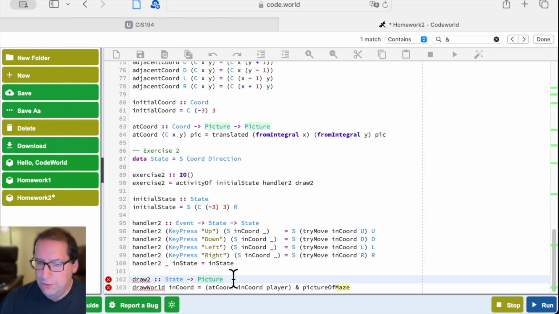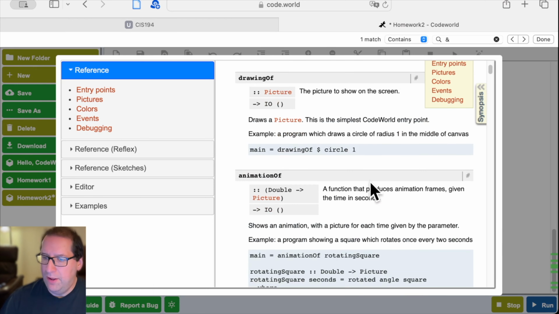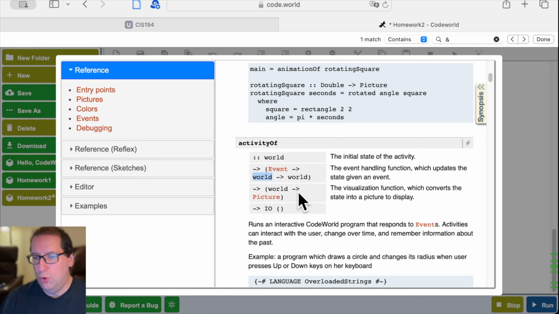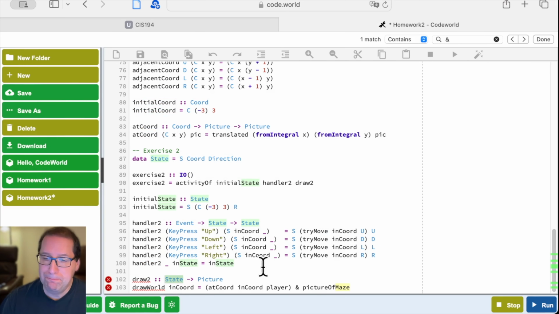If you're confused about how I can just change coordinate to state, I'm going to reiterate this. If we look at our entry points, note how this type, this world type in activity of, has a lowercase. That means that it's not a concrete type. It's a polymorphic type, essentially, and it can be anything at all. And we're going to treat that as the state for this function. So that's how we're able to do it. All right, so what do we need to be able to draw?